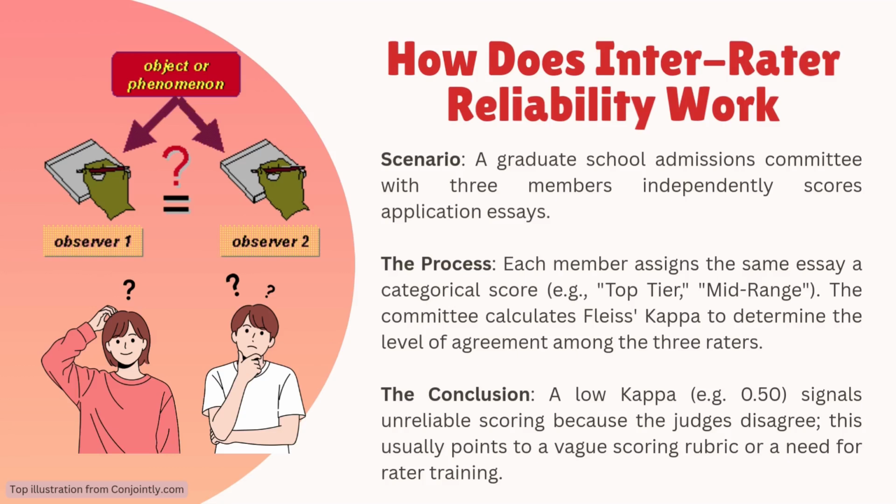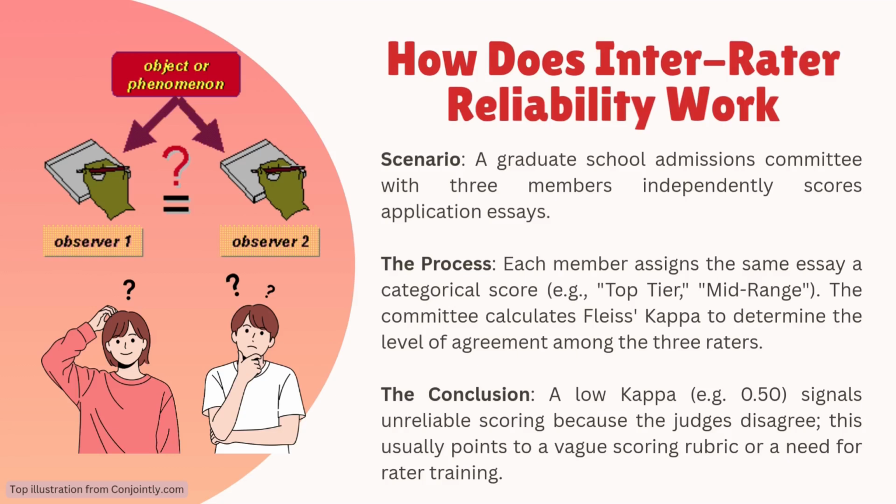Imagine a competitive graduate school admissions committee with 3 members. They are independently scoring incoming application essays. Each of the 3 members reads the same essay and assigns it a category. So it is either top tier, mid-range, or unsuitable. And so the committee calculates Fleiss' kappa on all their scores to see how much they agree. A low value would immediately signal a problem. It means the scoring is unreliable because the judges can't agree.